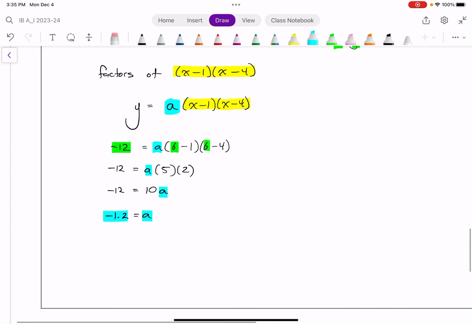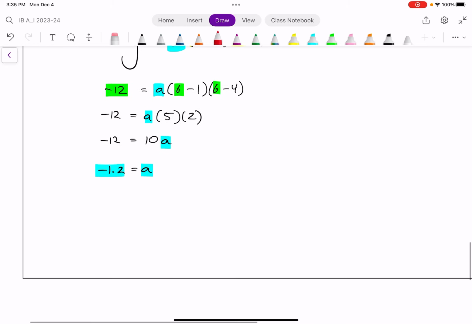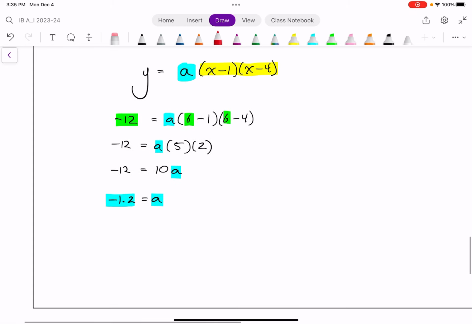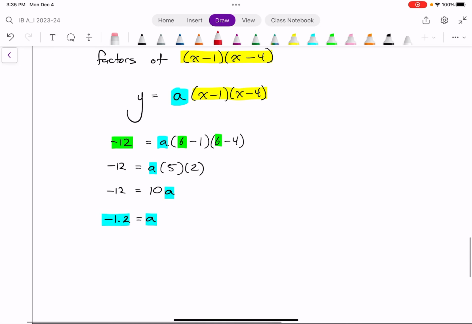And so now I can put my equation together. I can go back up here. If the tablet lets me do what I want to do. No, it wants to keep fighting with me. There we go. I can write this now as y equals negative 1.2 times x minus 1 times x minus 4.